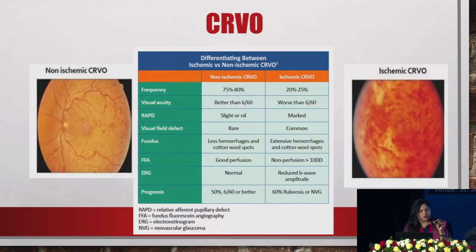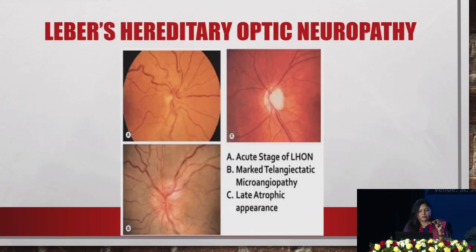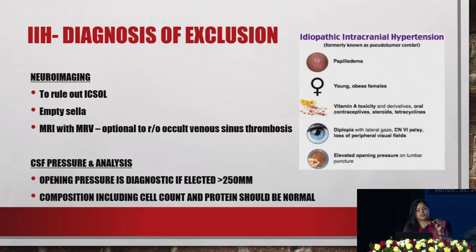And vascular occlusions, you have non-ischemic and ischemic. Again, in the ischemic, you find a lot of disc edema with other hemorrhages. Some of the hereditary optic neuropathies and even toxic nutritional optic neuropathies, these are all causes of disc edema. This is one of the important causes, a diagnosis of exclusion. Never ever jump to a conclusion like IIH.